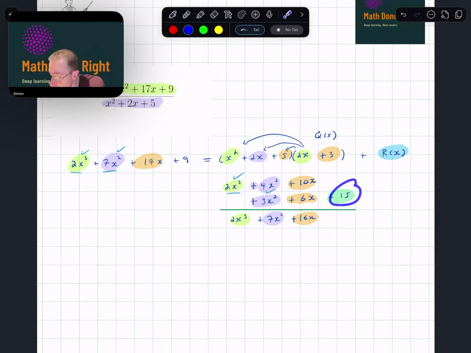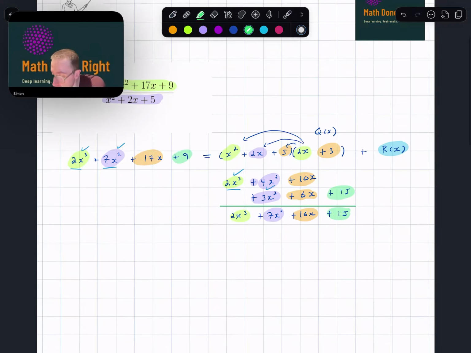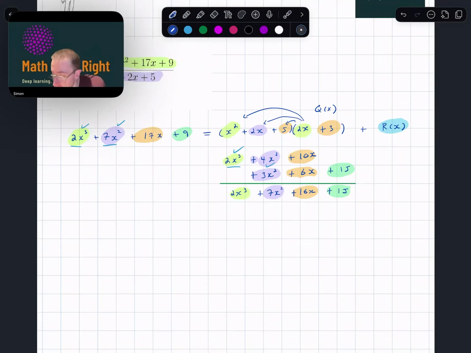We have a 15. And that is the constant. What is the constant that we want? We want it to be 9. So these two are good. These ones need some work, right? These are not correct.